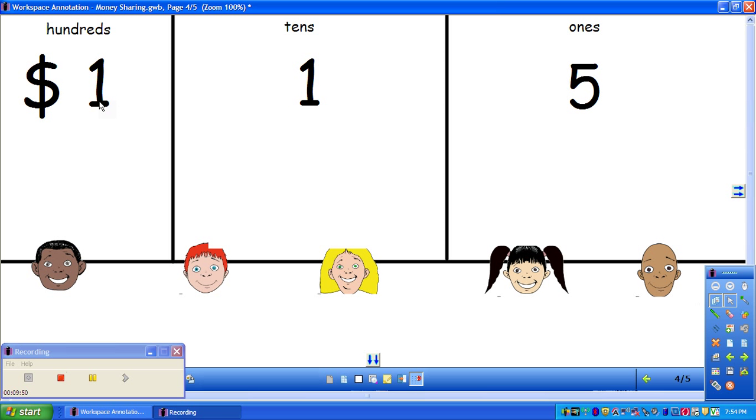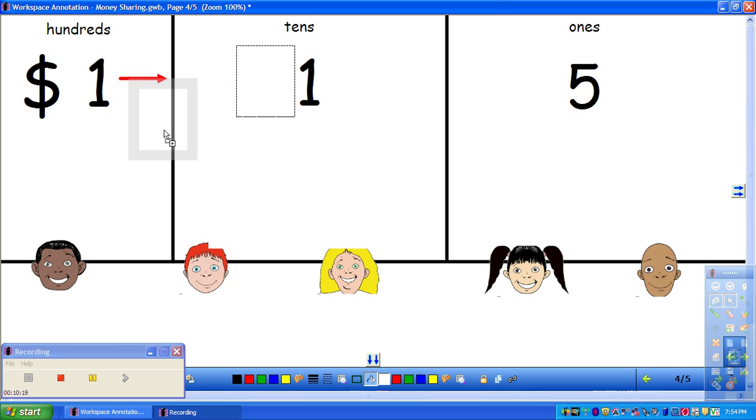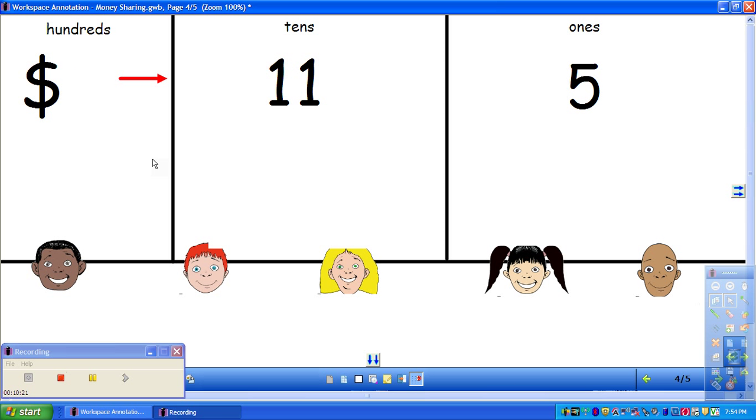So we have one $100 bill. Do we have enough hundreds so that every person below can get 100? Well, no, because we would need at least 5 100s to give everybody a 100. So we cannot share this 100 with 5 people equally, so we need to decompose the 100 to make a total of 11 tens, because we broke our 100, or we decomposed our 100 into 10 different tens, and there was already 1 10, so now we have a total of 11 tens.